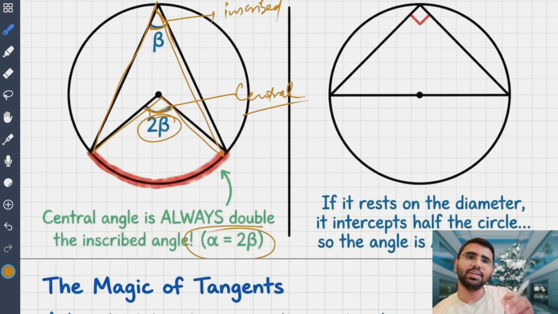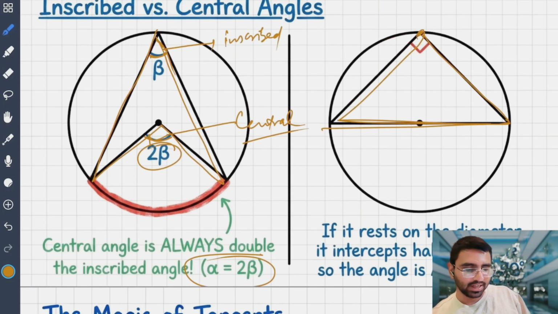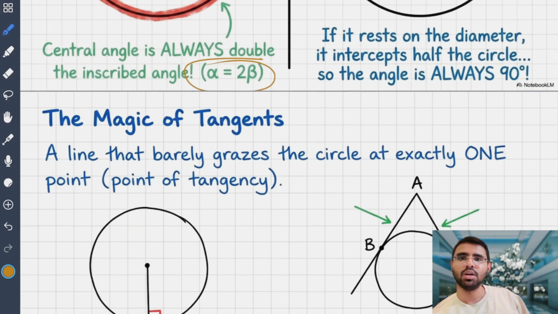And if it rests on the diameter, if this is through the diameter and it meets this point of the circle, so that it intercepts half the circle, the angle is always 90 degree. So if it comes through the center point of the circle, these two sides will meet at a 90-degree angle. Remember these important points.